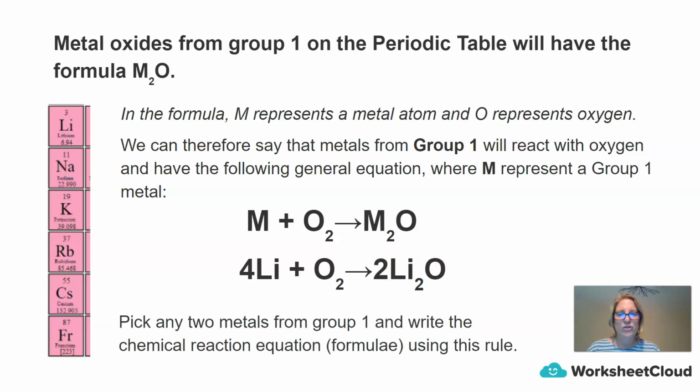So what I would like you to do now is pick any 2 metals from group 1 and write the chemical reaction equation or the chemical formulae using this rule. If you need to pause the video, you can.